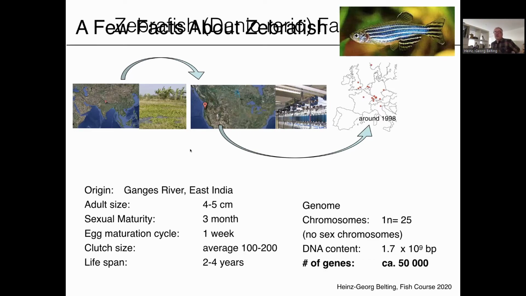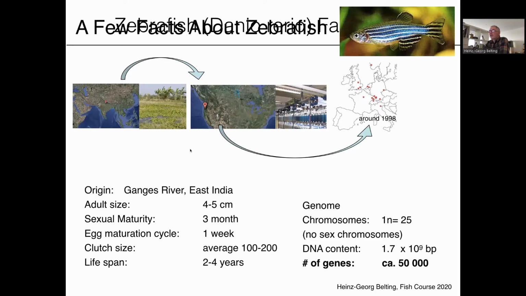So I'll give you a few facts about the zebrafish, what's important for us in the lab. Where does it come from? It comes from India and from Bangladesh. It lives in all kinds of different environments. It can live in rice paddies. It can live in creeks. Mostly it's slow-moving water, not fast-running rivers.